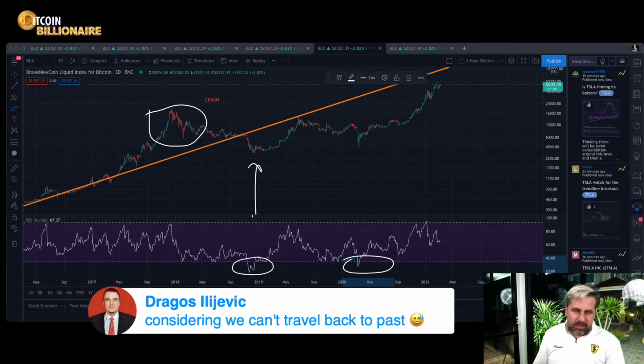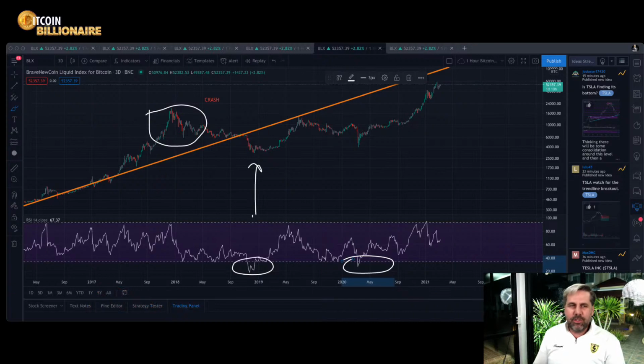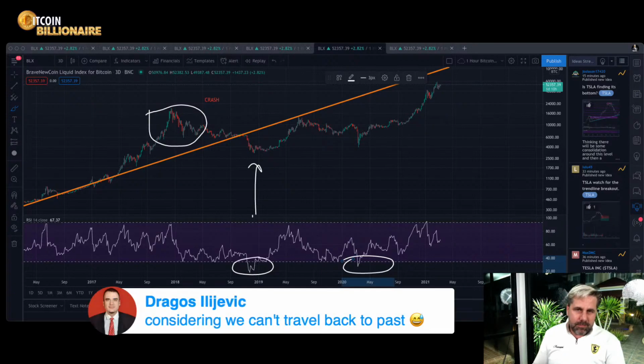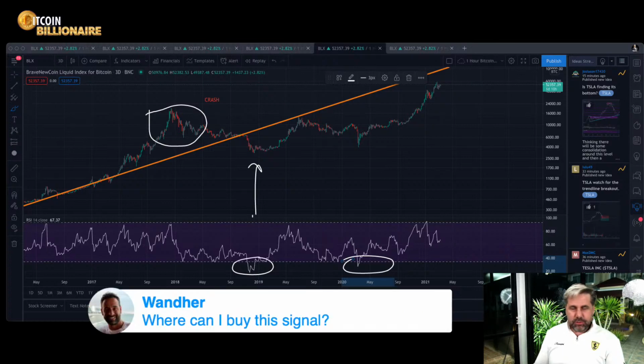Well, considering we cannot travel back to the past, you have to learn so you don't make the same mistake. What I mean by that is that you have to sell at the right time, and then you have to buy at the right time. You can go to tradingview.com, but it's a skill you have to learn. It's not like you just go to TradingView and get an account. You've got to learn how to do that.